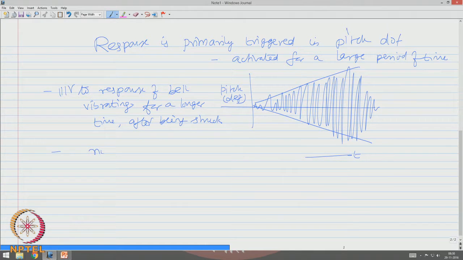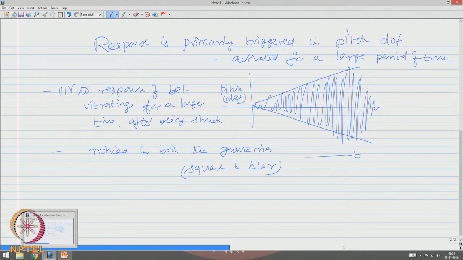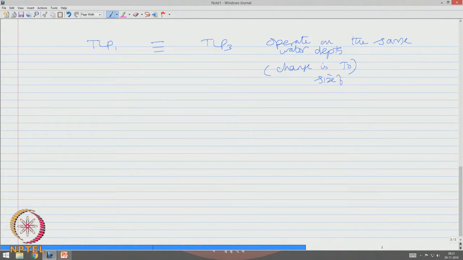So, a similar response is noticed in both the geometries, that is square as well as triangular configuration. Now, let us try to compare these responses for different water depths. Let us pick up TLP 1 and TLP 3. You can realize that both of them operate on the same water depth. Of course, there is difference in initial tension and the size of the platform marginally, but water depth is same, it is 300 meters.